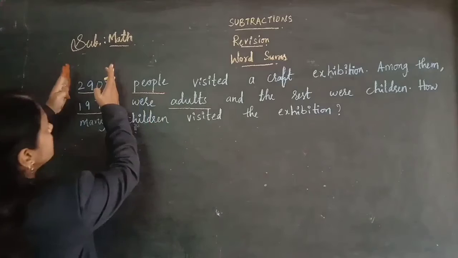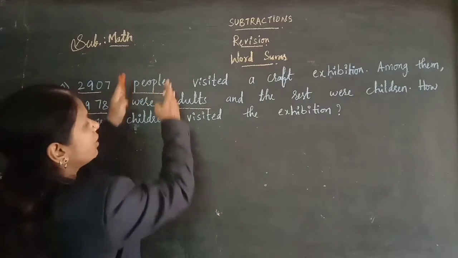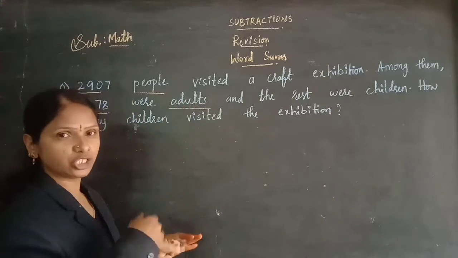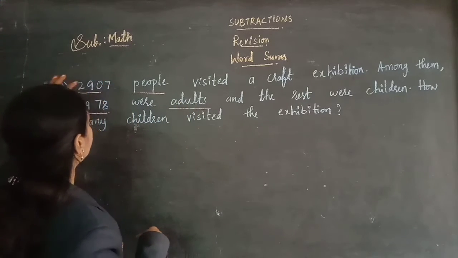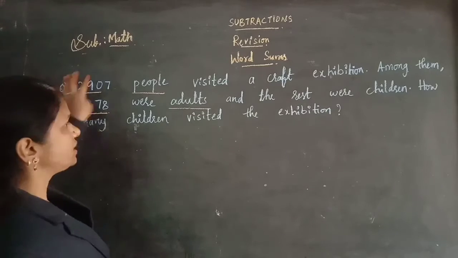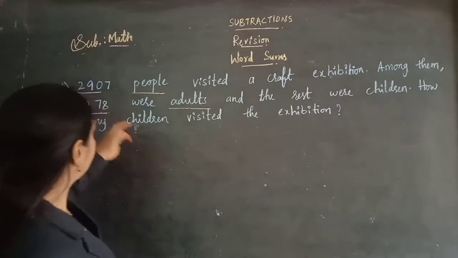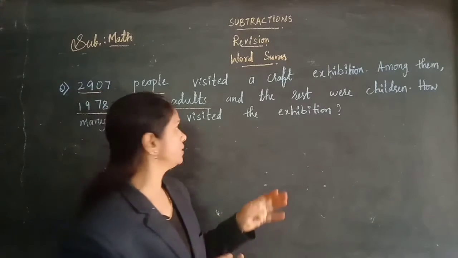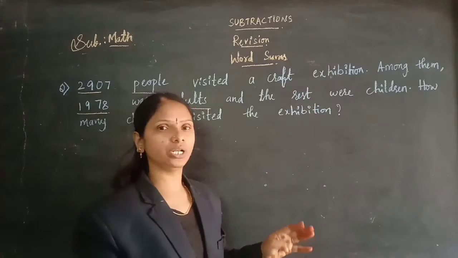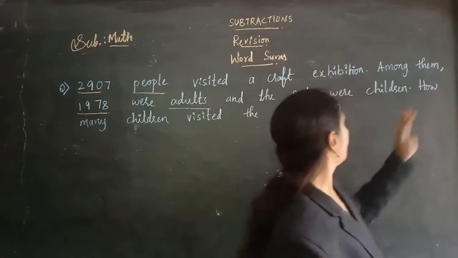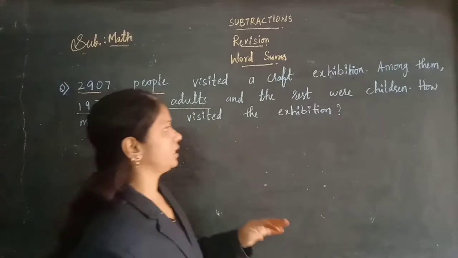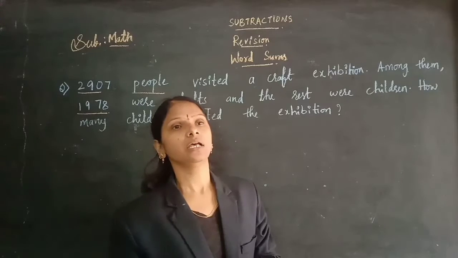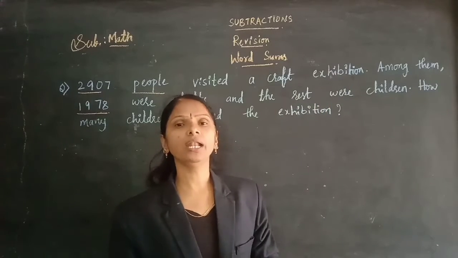So the total number of people included the adults and children. These many people visited a craft exhibition, and in that 1978 were adults, the big persons, and the rest were children, the remaining were children. How many children visited the exhibition? Means what is the remaining number, the children? You need to find the children number.